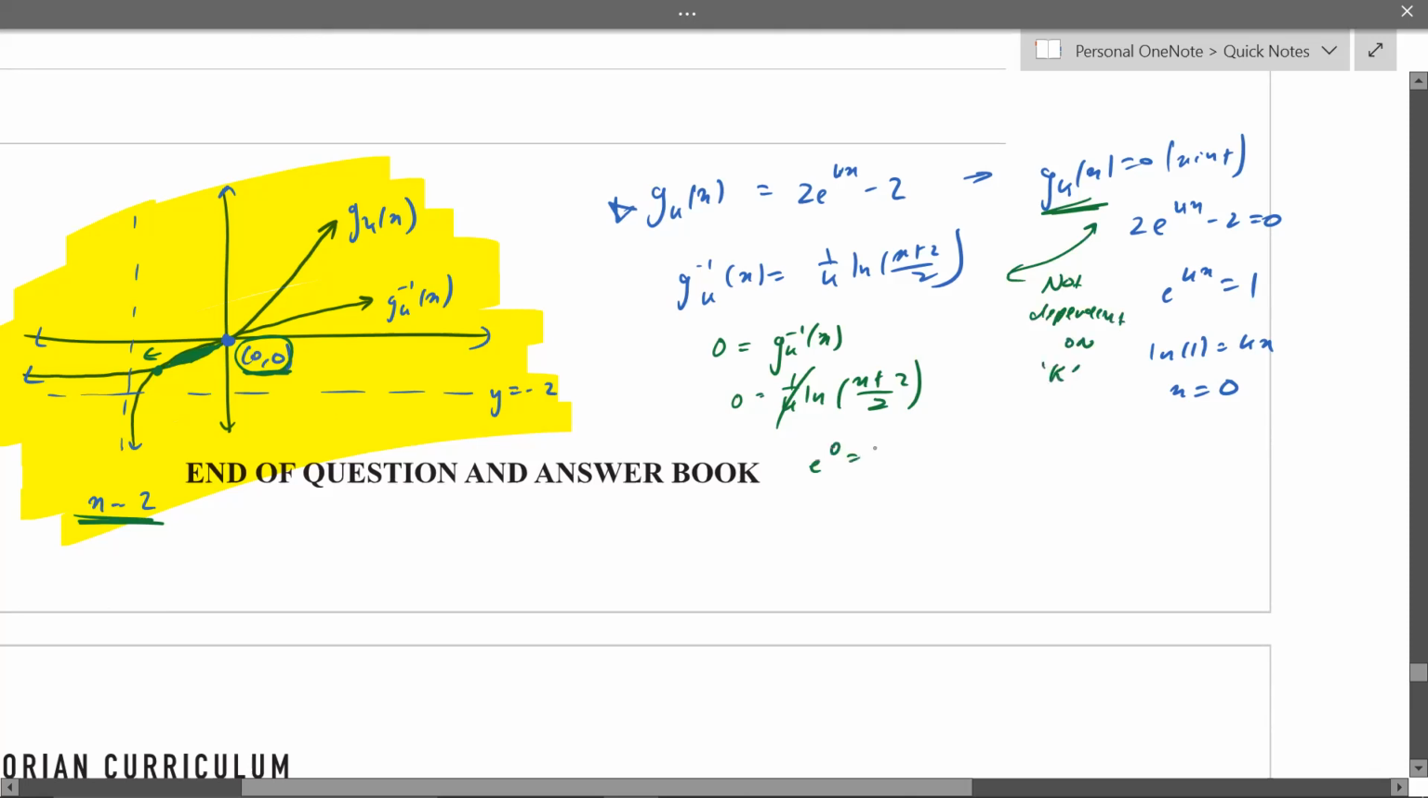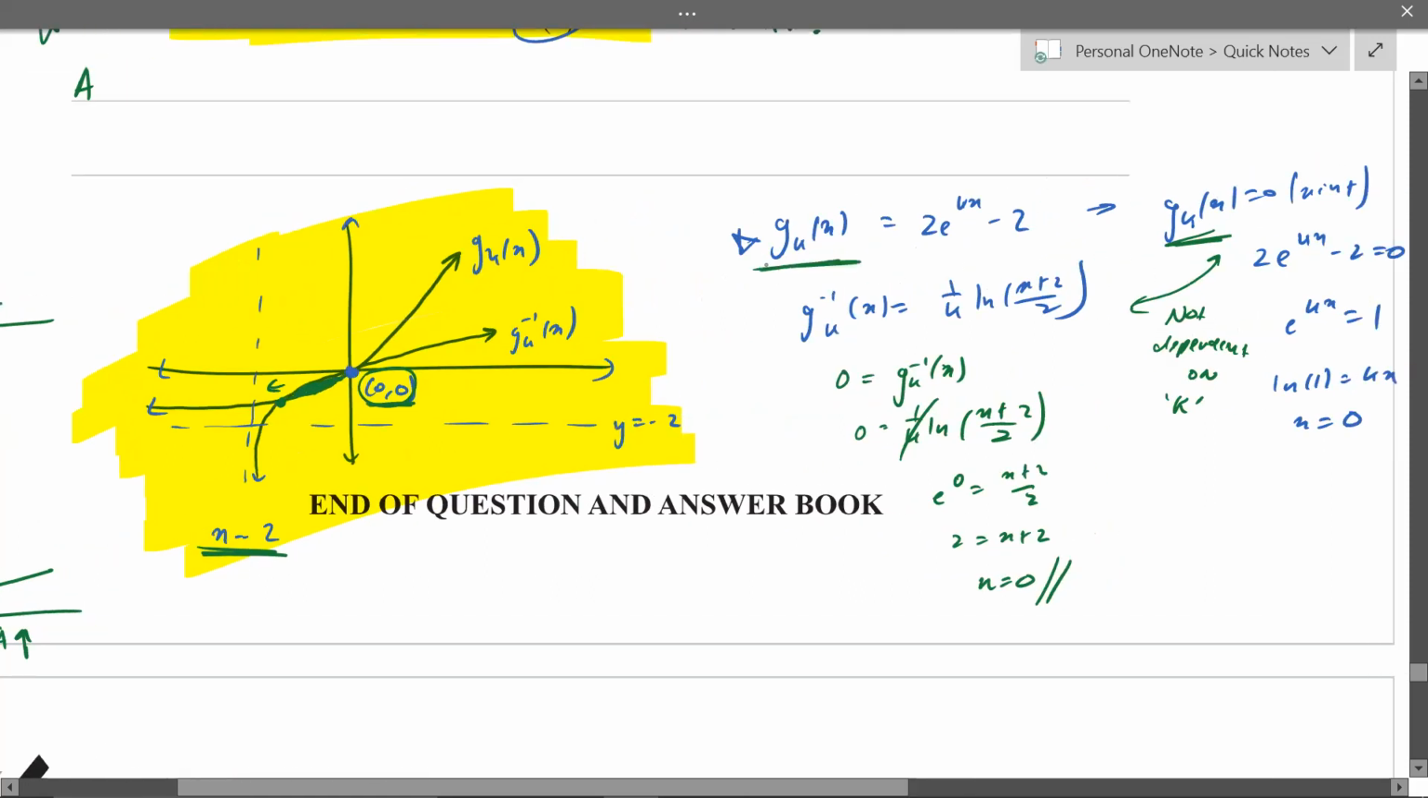So e to the power 0 equals (x plus 2) on 2. 2 equals x plus 2, so x equals 0. So you know that both of these functions have a fixed x-intercept at (0, 0). That means one of their points of intersection is guaranteed to be at (0, 0).